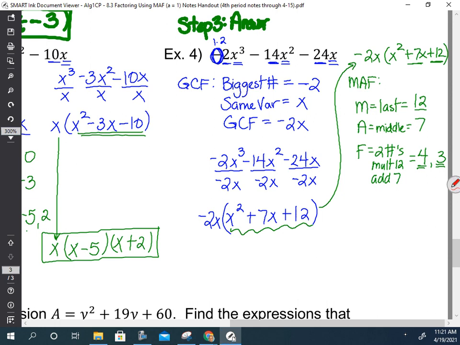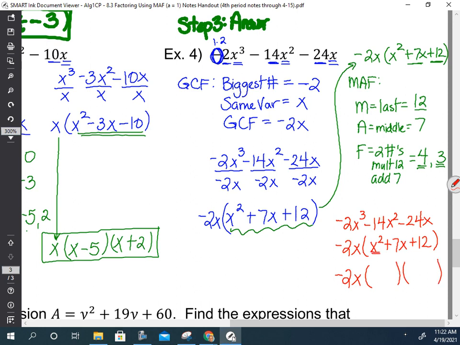Let's finish this problem off. This is what we started with. Then we took out the negative 2x. Negative 2x, we don't touch anymore, that's done. X squared is x times x. 4 and 3 go into the parentheses. There's your final factored answer. Blue to green to red. Any questions on example 4?